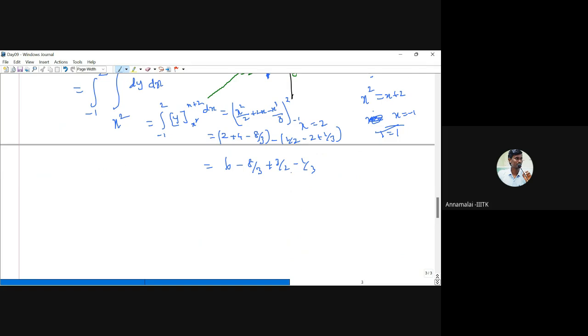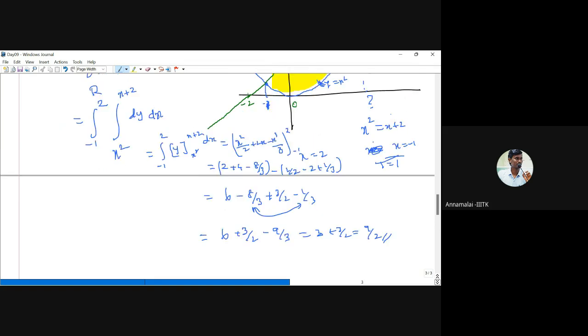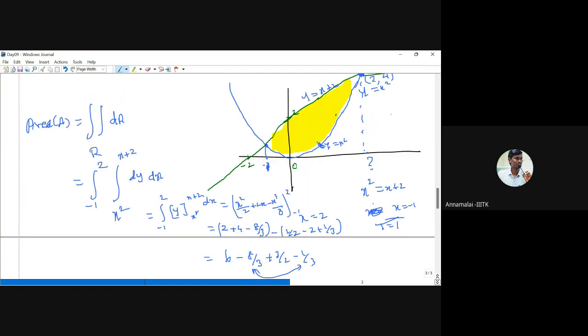Because if you sum these two, you get 9 by 3, the 3s cancel. So we get 6 plus 3 by 2 minus 9 by 3. 9 by 3 is nothing but 3. So 6 minus 3 is 3. So 3 plus 3 by 2, that is 6 by 2 plus 3 by 2, which is 9 by 2. So 9 by 2 is the area of this region. So you can directly solve it. Otherwise, maybe you can split this integration into two integrations.